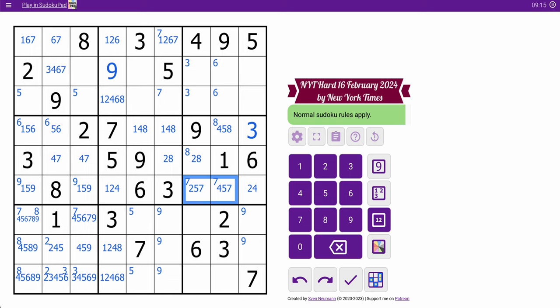Let's see, other than 7 and one of those, I get nothing useful out of that whatsoever. Column 8 has 1, 2, 3, 9. Okay, I need 4 through 8 inclusive. Well, this is 2 thirds of a 6, 7, 8, but I'm not going to get the other third of it. This is 4, 5, or 8 because it can't be 6 or 7. Two thirds of a 4, 5, 8, and two thirds of a 6, 7, 8, but there's nothing that interacts with it.